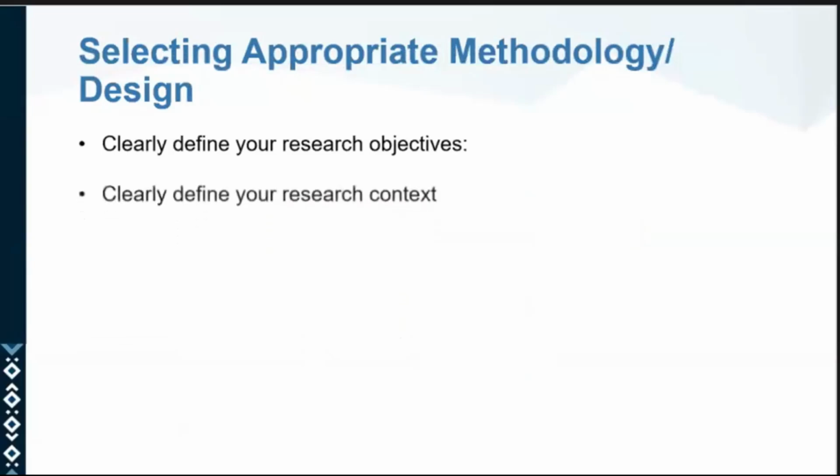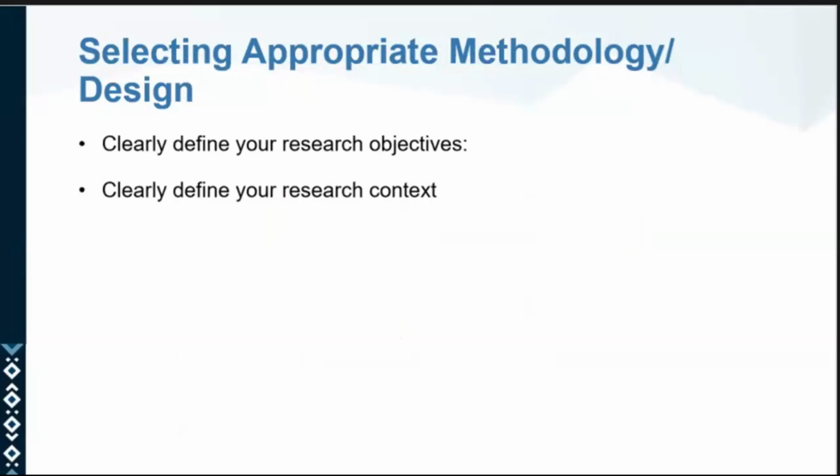So in order to select the appropriate method for the study design, like we always say, you have to have a clearly defined research objective, because this research objective is going to help you to choose the appropriate study design and the methods that you'll be using for your qualitative research study. You have to clearly define your research context.